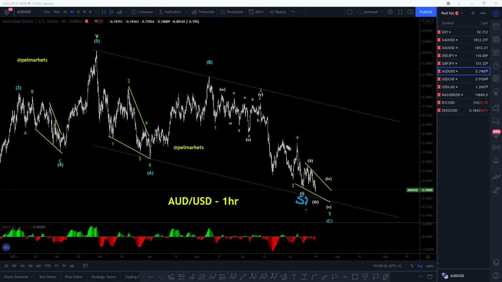Our next pair is the dollar Swiss. With the dollar Swiss, I'm looking at two particular scenarios from this pattern that is forming. In my first scenario, I'm looking at a diagonal for this, an expanding leading diagonal. So this being a corrective move for wave B. So we're getting a zigzag.